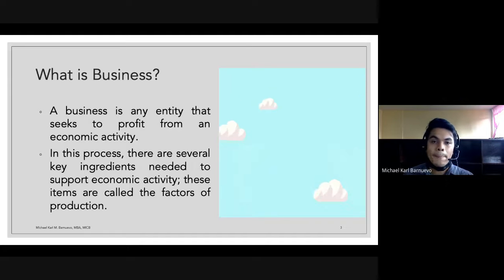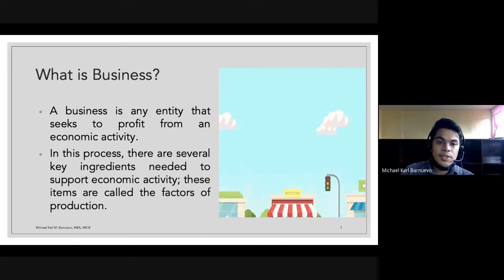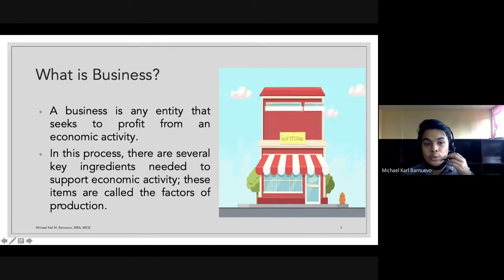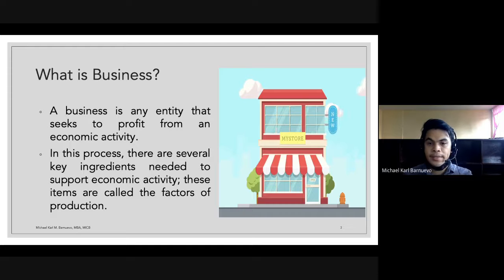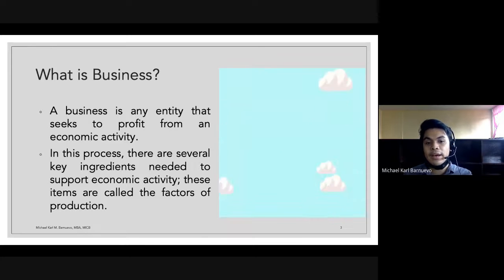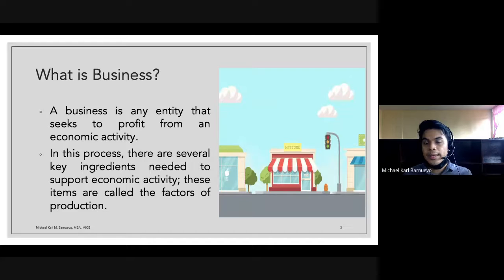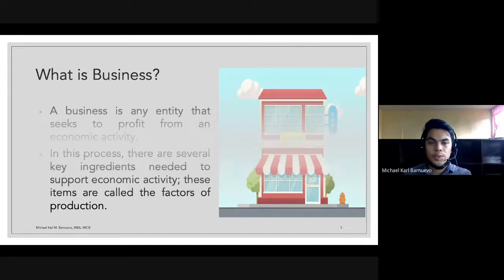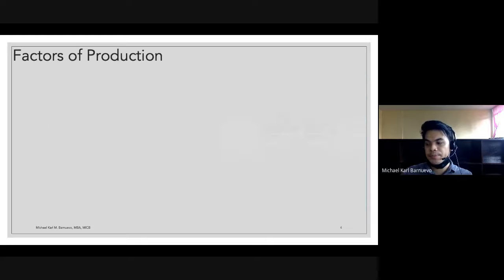All right. In this process, there are several key ingredients needed to support an economic activity. Now, these are called the factors of production. In a business, you must have these resources. So what are these resources? Ayan. Traditionally, we have three resources to be used in a business.